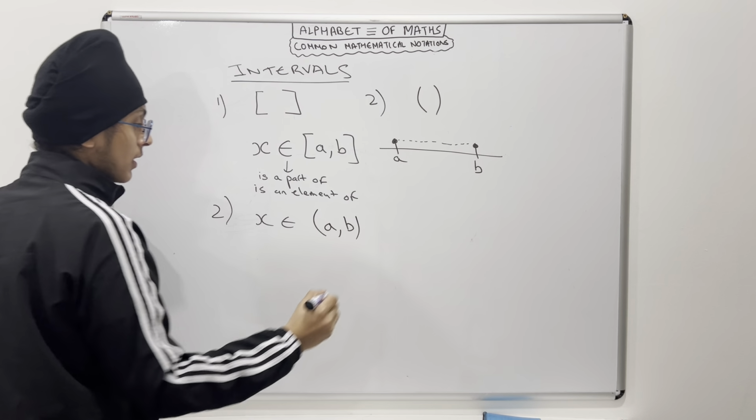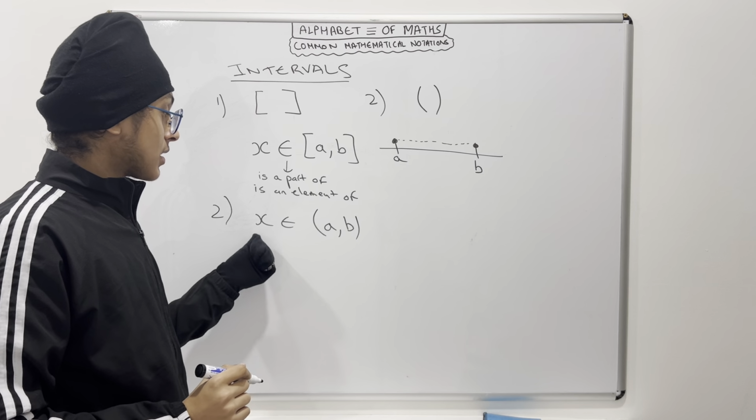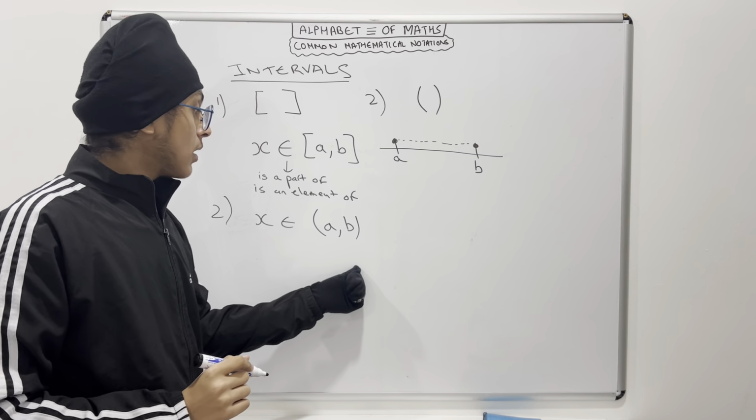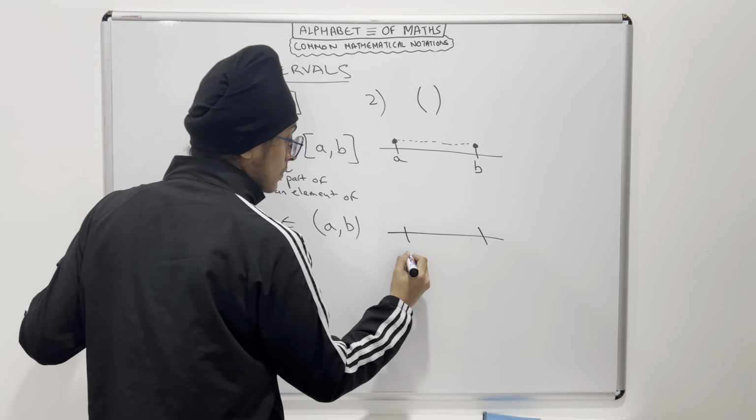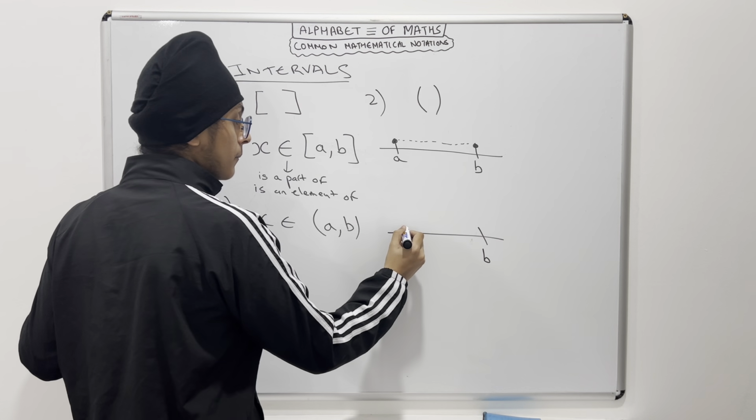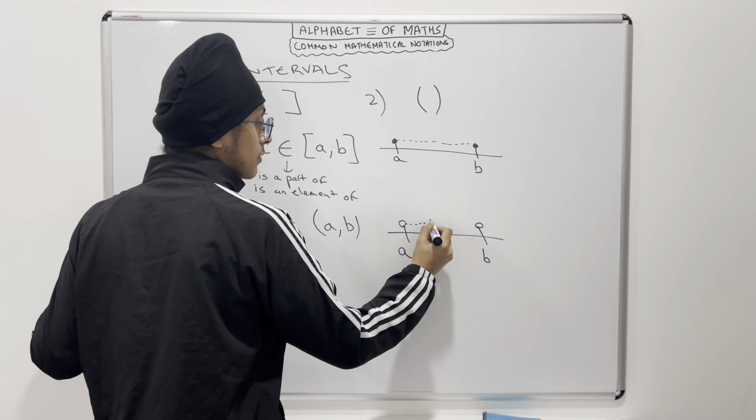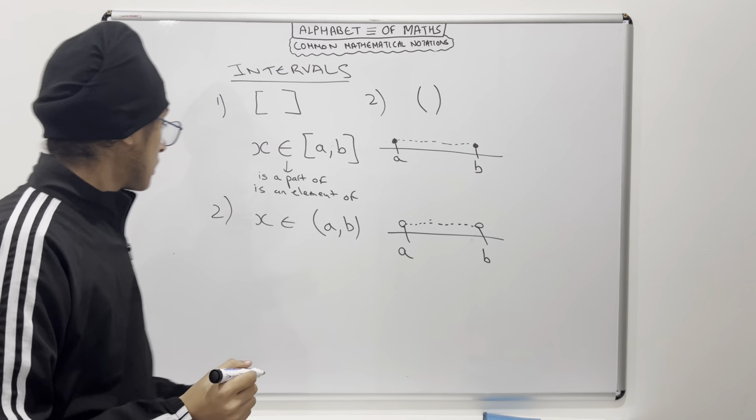Same way, if I write this, this means that x can have a value between a and b, but not a and b. So if I draw this on the number line, where my lower one is a, my upper range is b, then x can be any value between a and b, but not a and b themselves.